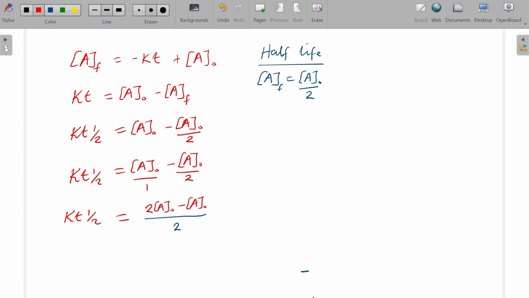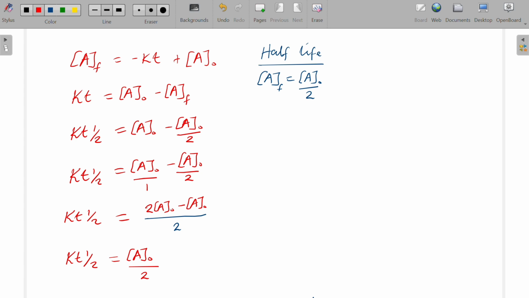Now, this will make us have our Kt half to be equal to, when we say this 2 initial concentration minus the initial concentration, this is the same as 2 minus 1, and that will give us just 1. So what we'll have there is just the initial concentration on top here, like that. And then this will be divided by 2, like that.